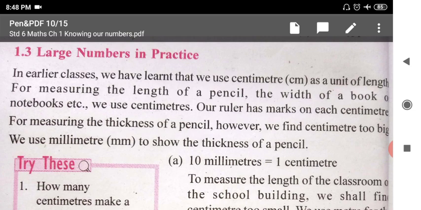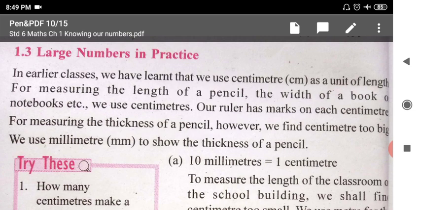In the previous lecture we have studied about the larger numbers. Now in this session today we will discuss the practical problems related to these larger numbers.